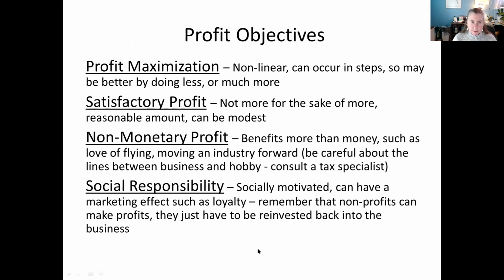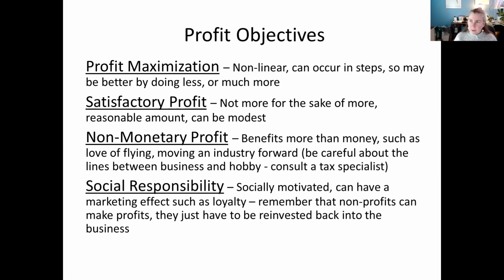So your objectives: profit maximization. I want to do whatever I can within reason to make that profit as big as it can be. Satisfactory profit. Not more for the sake of more. It's a reasonable amount. It can be modest. And for starting out businesses, that may be a very good goal. Or for some people, because it's part hobby, part business, they're okay as long as they're not having to put more money in it.